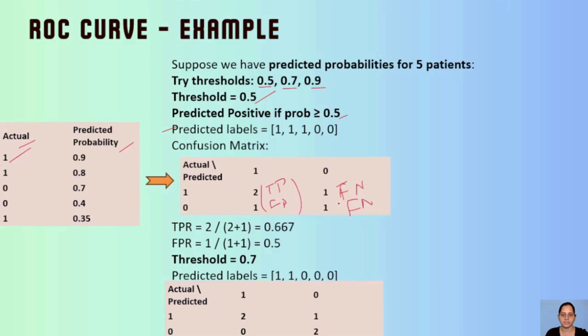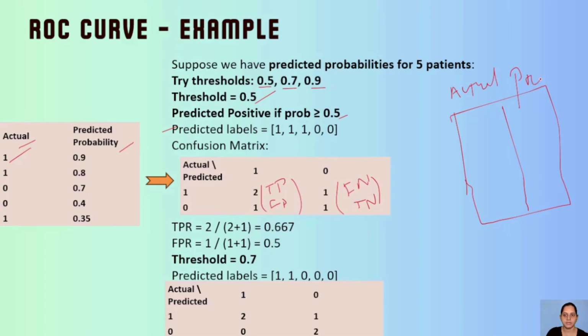My bad, I think this should be false negative, true negative, like that. So these are my predicted labels. That means it will plot it like this, how it's coming up. This is my actual. This is my predicted.